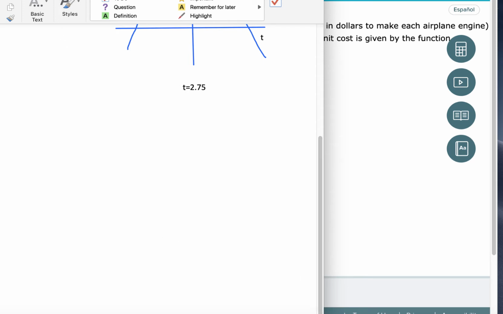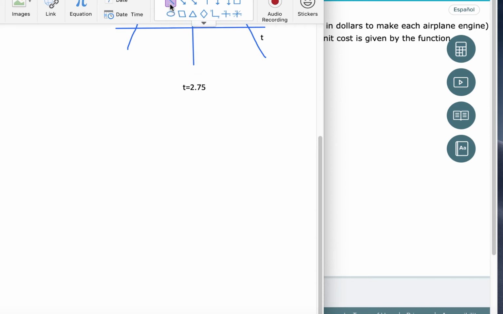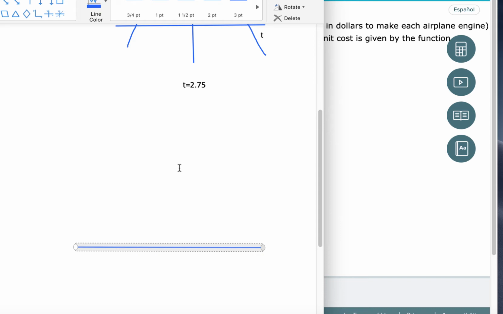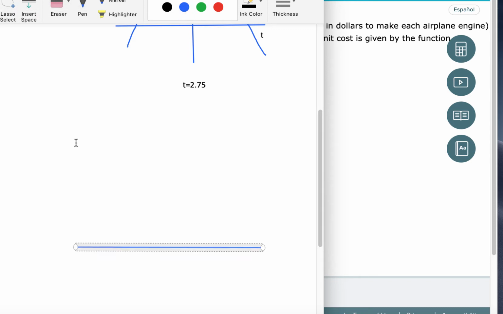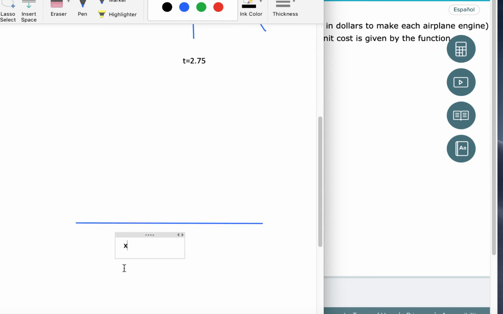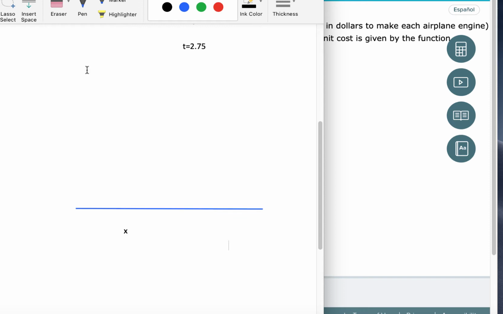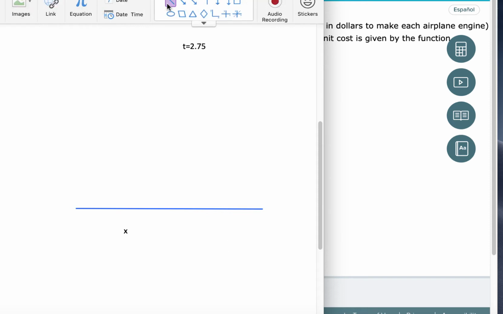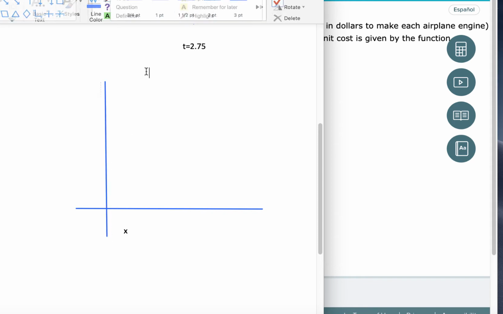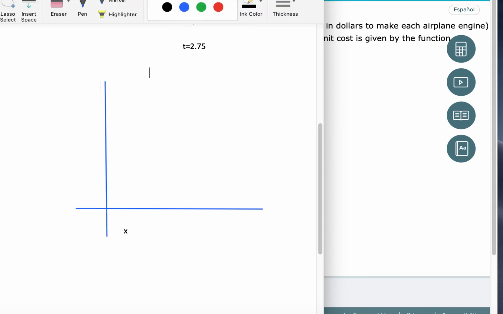So I'm going to insert another vertical line and horizontal line. This time, this represents x, which is the number of engines made. So that's the x-axis, and that represents the number of engines made. And then the vertical axis is going to represent the cost. And so we'll call that our cost function. And that's based on the number of engines made.